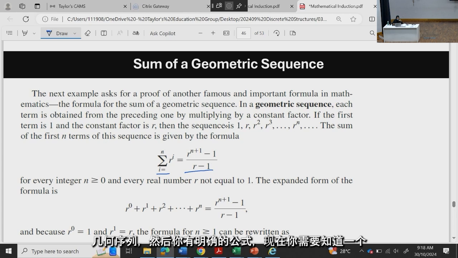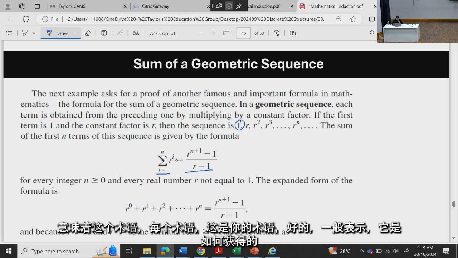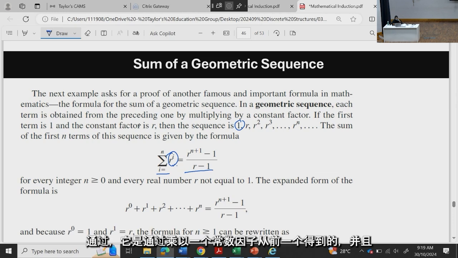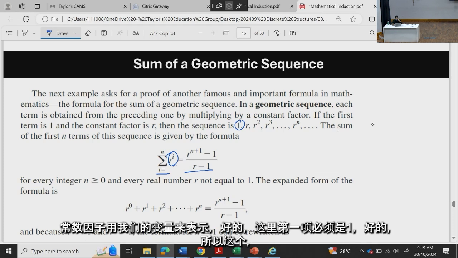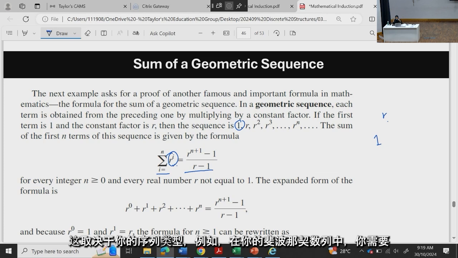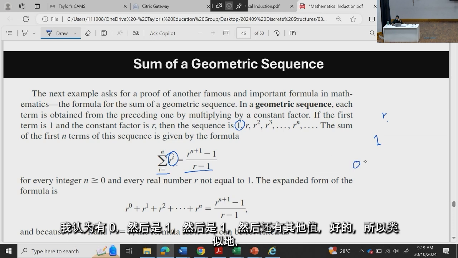Now here you need to know a few things. I will go through it for you to understand. In a geometric sequence, each term, this is your term, the general representation, is obtained from the preceding one by multiplying with a constant factor, and that constant factor is represented with the variable r. And here the first term must be 1. It depends on the type of sequence you have. For example, in your Fibonacci sequence, I think you need to have 0 and then 1, and then you have other values.